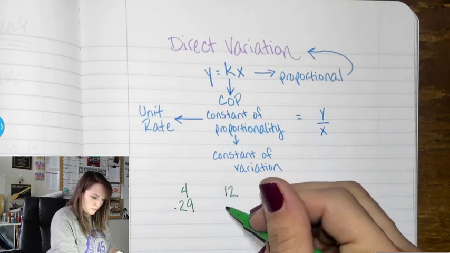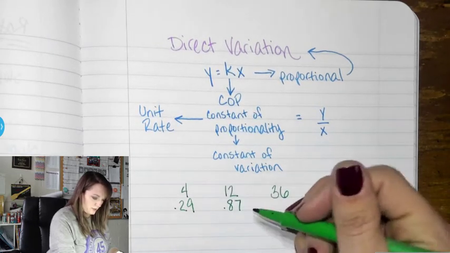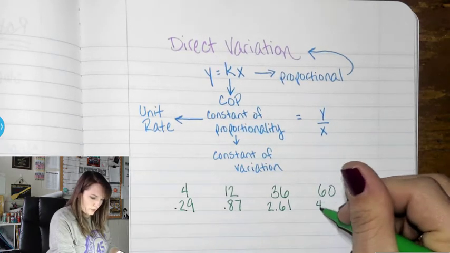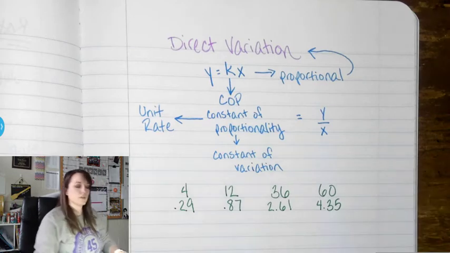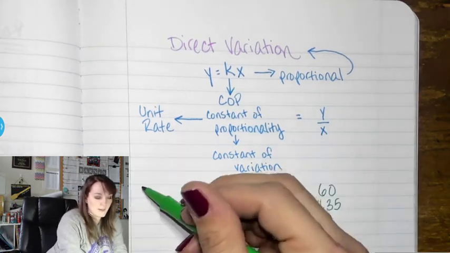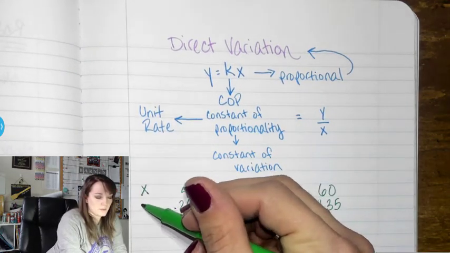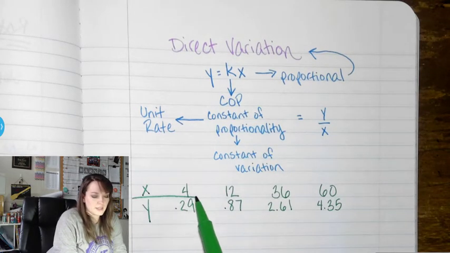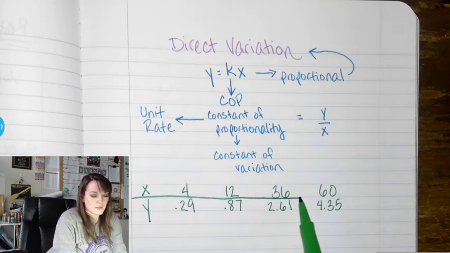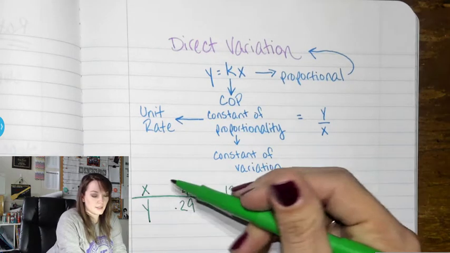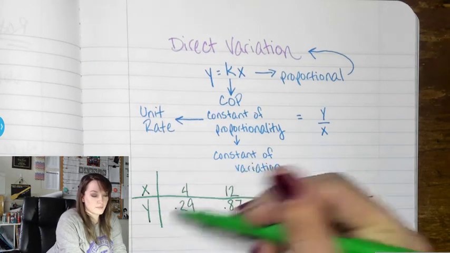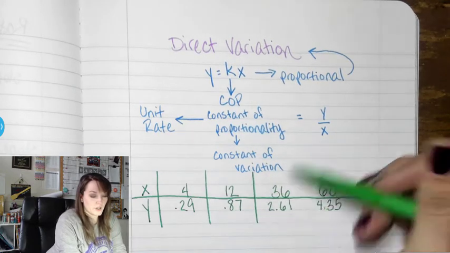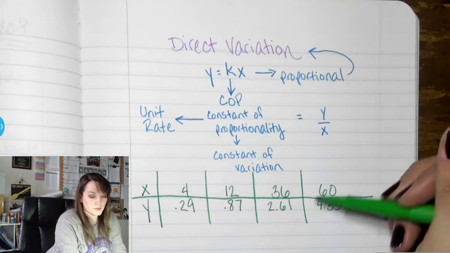0.29, 0.87, 2.61, and 4.35. X's are always on top, Y's are always on bottom. Somebody last class said, well, what if they're not? Well, then it's a mistake. Because sincerely, X's are on top, Y's are on bottom. If for some reason they're not, the person who made that chart did it wrong.